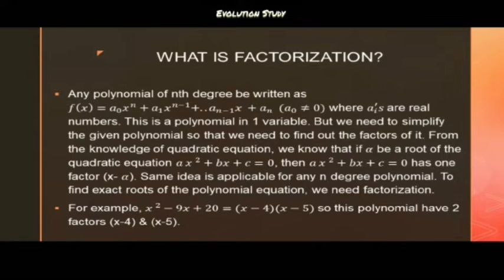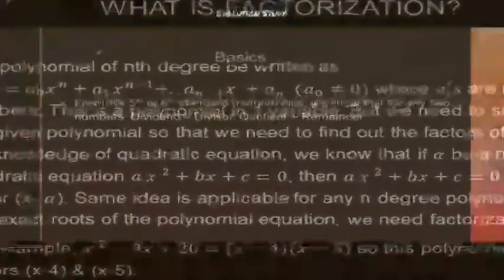To find the exact roots of the polynomial equation, we need factorization. For example, x^2 - 9x + 20 = (x - 4)(x - 5). So this polynomial has two factors, x minus 4 and x minus 5. Now let's get to the basics of factorization.